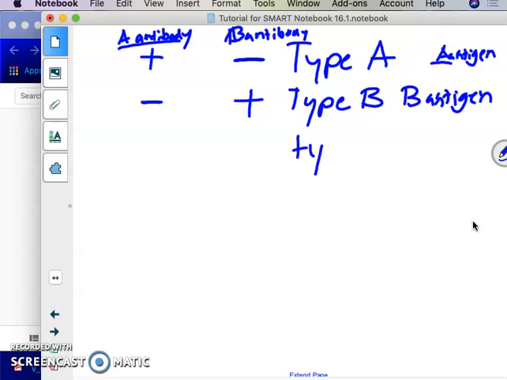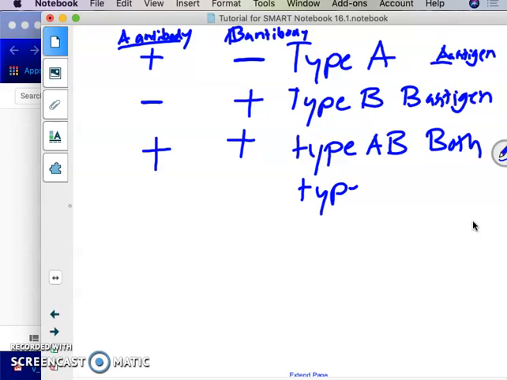Type AB has both antigens. Therefore, it should clump in A antibody because it has the A antigen, and it will clump in the B antibody because it has the B antigen. Finally, type O has none. Therefore, it will not agglutinate or clump in either one. All right, so try those practice ones below. Pause the video and try those practice ones below.